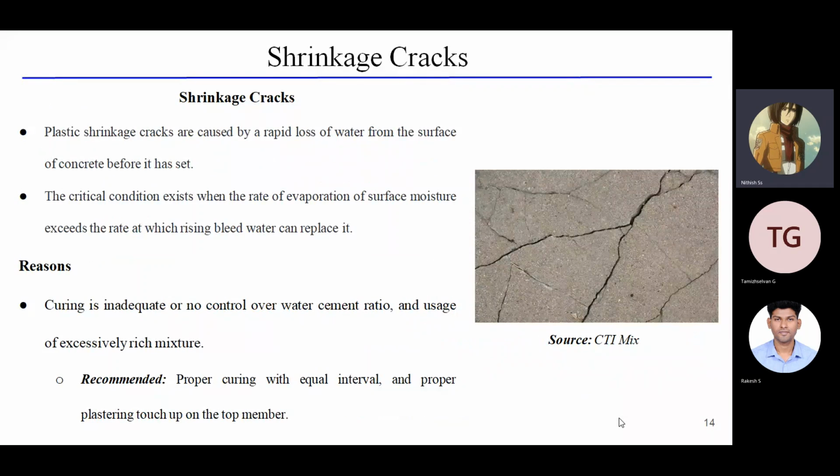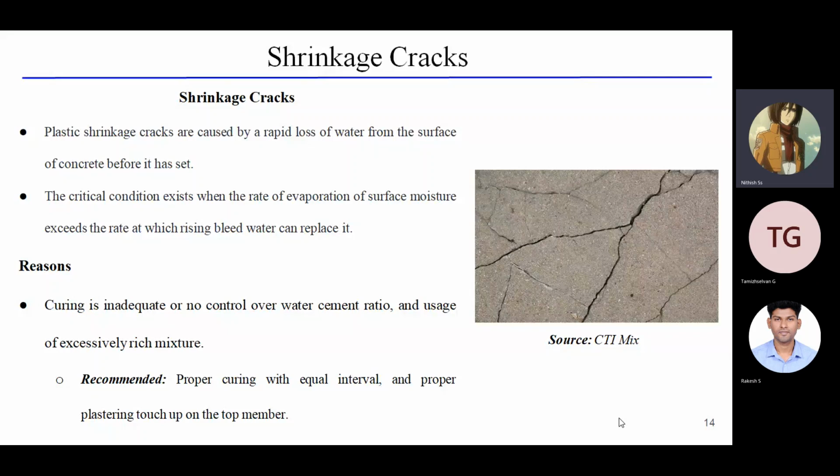Next one is the shrinkage cracks. Plastic shrinkages are caused by rapid loss of water from the surface of concrete. The time at which shrinkage cracks occur depends on its rate of drying, but it's usually several months or 2, 3, or 4 years. The loss of moisture from this specific concrete results in the reduction of volume, and when this reduction is happening, shrinkage movement occurs and stresses are developed due to this.